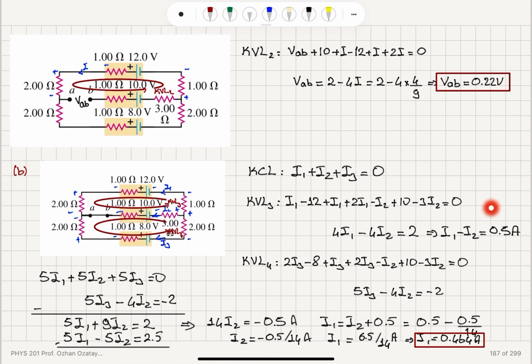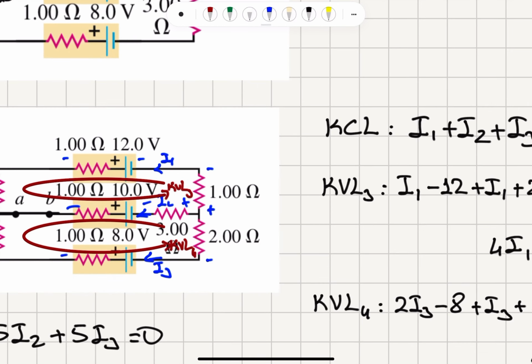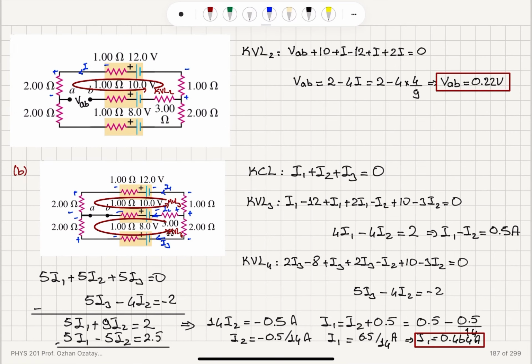Simultaneously solving these three equations, I can find all of the currents. For example, I find that I2 is negative, so it's actually not flowing in this direction, but it should be flowing in this direction. And I find that I1, using the known value of I2 from these two equations substituted into the KVL3 equation, the current that flows through the 12 volt battery, should be 0.464 amps.